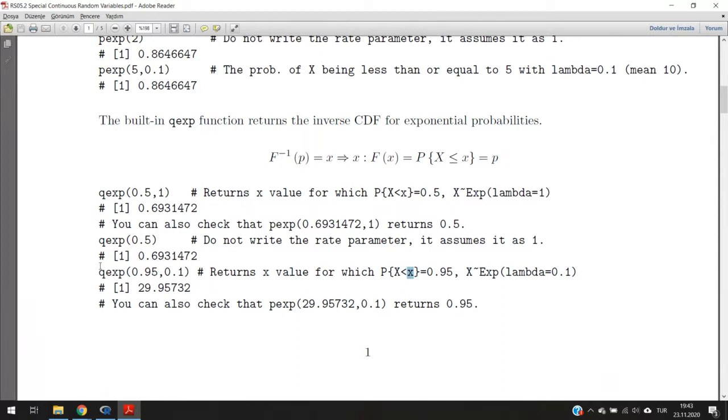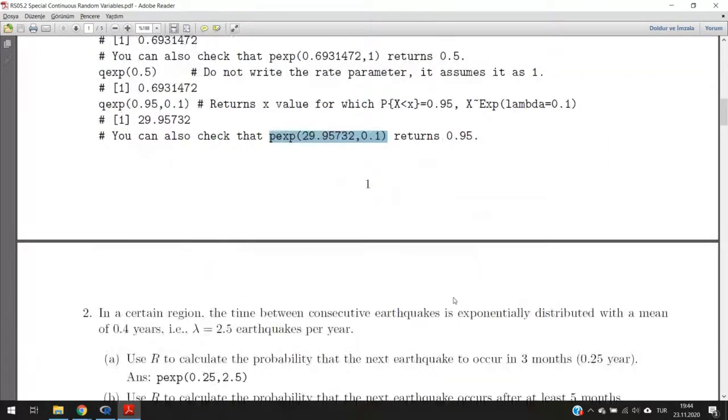Okay. Now, again, you can use the qexp function. This time you are writing the cumulative probability as 0.95, but the rate parameter is going to be 0.1, which means the probability that this random variable with rate parameter 0.1 is less than or equal to this value, 29.95732, is just going to be equal to 0.95. So as it is said here, you can also check this function that it will return 0.95 approximately.